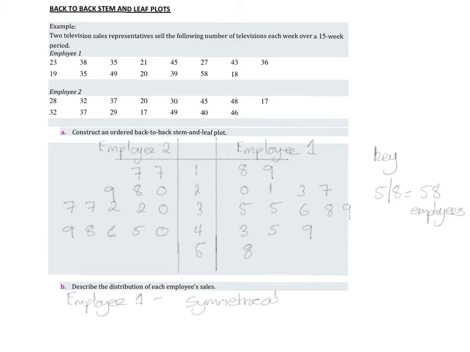What about employee 2? Is that also symmetrical? I think not. So here we've got something that is skewed, and because it's going towards the negative direction, I would say that that is negatively skewed. So there you have it, a back-to-back stem and leaf plot.